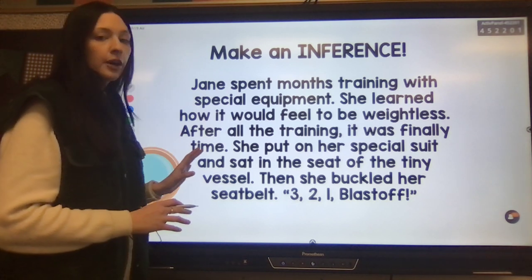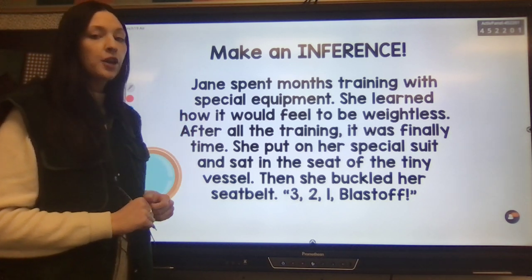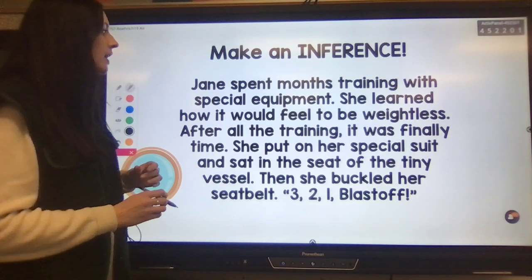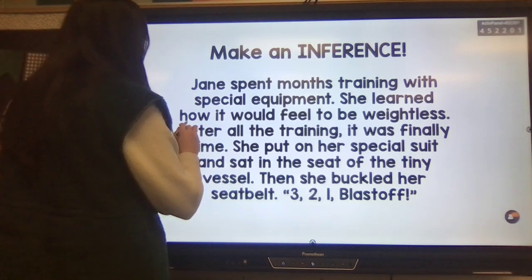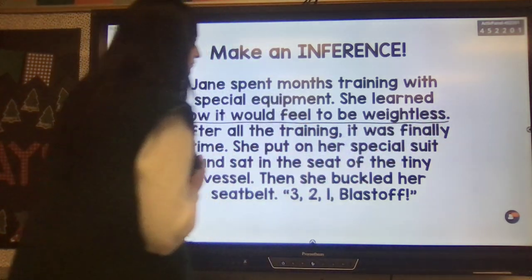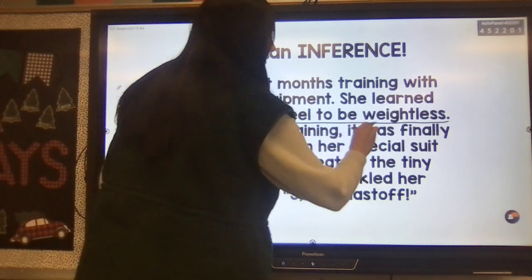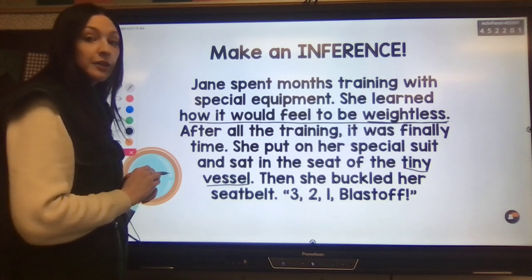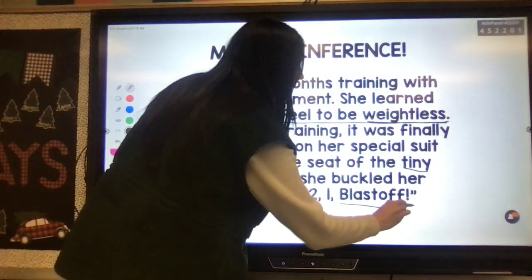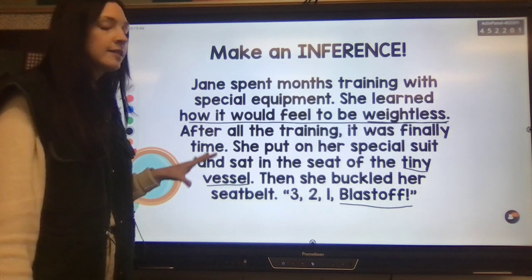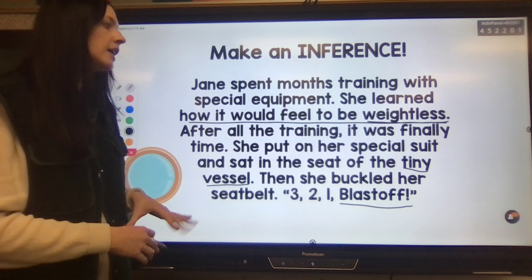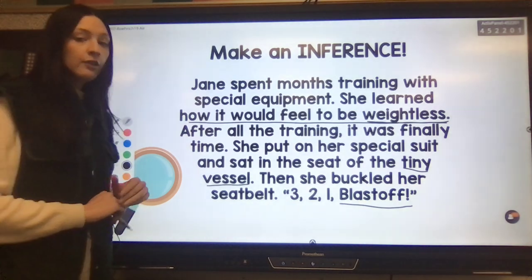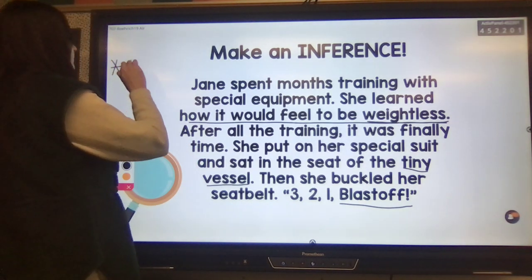All right, so based on what we already know and the text clues in our passage, what is an inference that we can make? So right away, when I'm looking at this passage, a few words are kind of sticking out to me. How it would feel to be weightless. Okay, specifically that word right here, weightless. I'm seeing tiny vessel. And there's one other keyword that's really standing out to me, and that is blast off. Okay? So all of these text clues are kind of telling me that I think Jane might be an astronaut. So I'm going to make an inference that Jane is an astronaut.